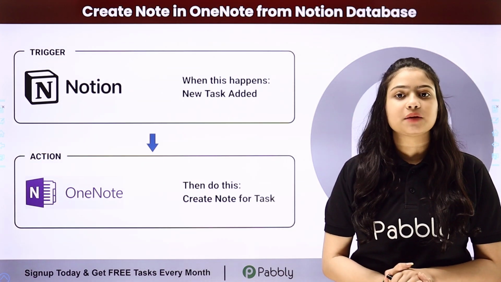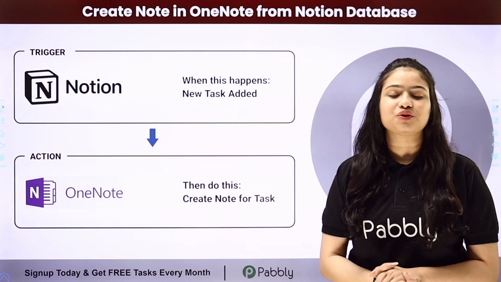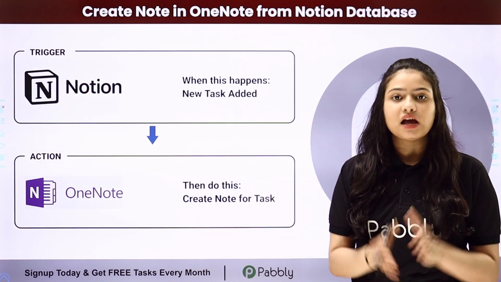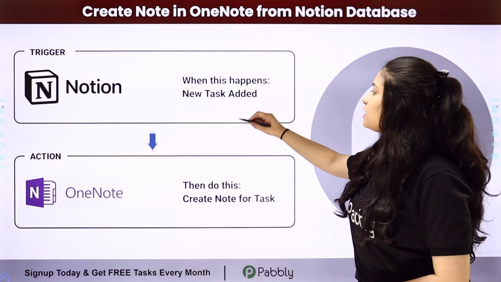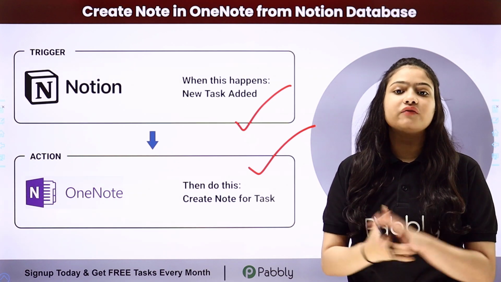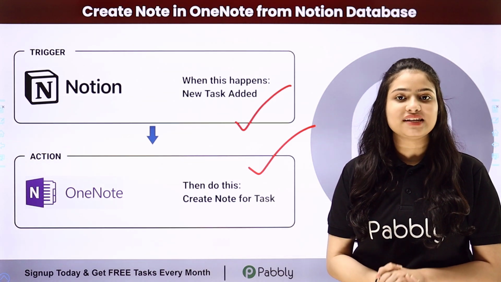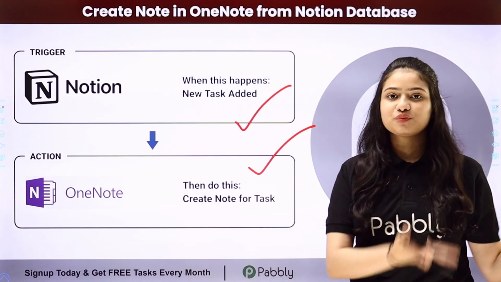For this, we will have to set up a connection between Notion and OneNote, and we are going to do that without any coding or programming skills with the help of Pabbly Connect. Pabbly Connect runs on two principles, trigger and actions. So here we are going to take Notion in our trigger and OneNote in our action, and we will connect both of them with the help of Pabbly Connect in order to automate this entire process. And to learn the entire automation step by step, let me take you all to my screen.